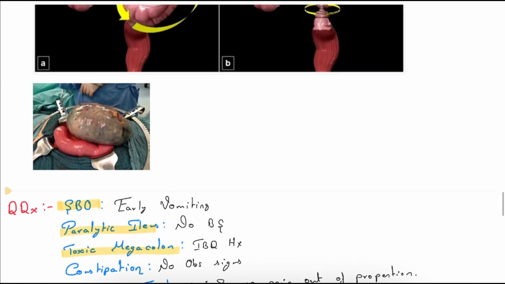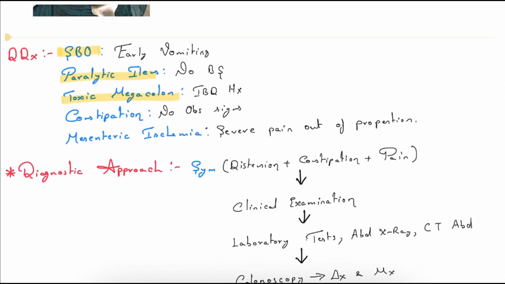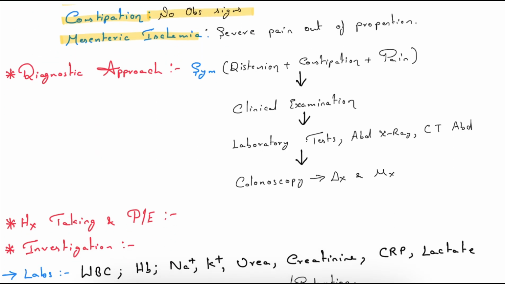Toxic megacolon. So this is toxic megacolon. You can see this type of big picture. Okay, so toxic megacolon means the patient has a history of inflammatory bowel disorders like Crohn's disease or ulcerative colitis. Next, we can see constipation, with no obstruction signs. Next, mesenteric ischemia, like severe pain out of proportion. Okay, so these are the things.